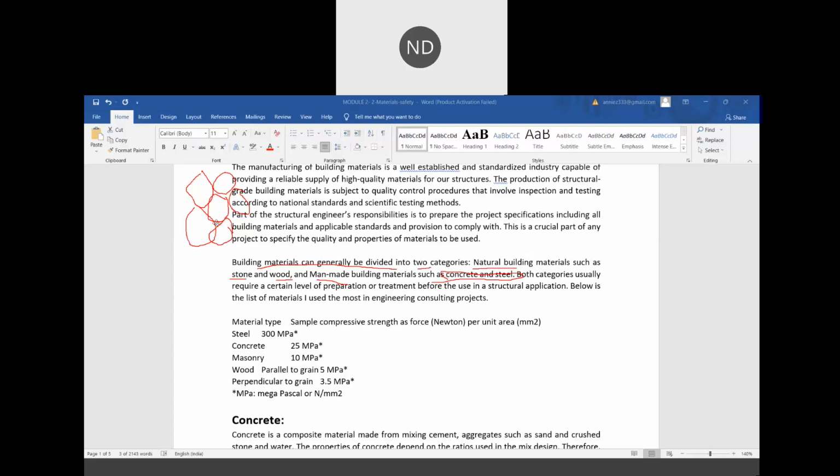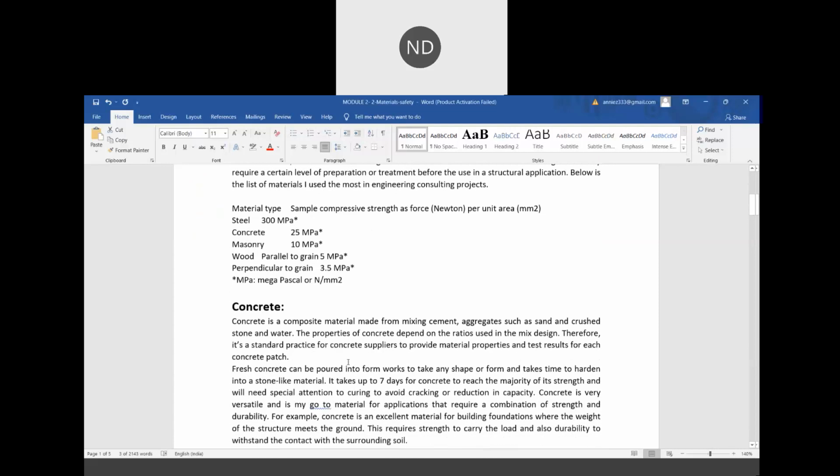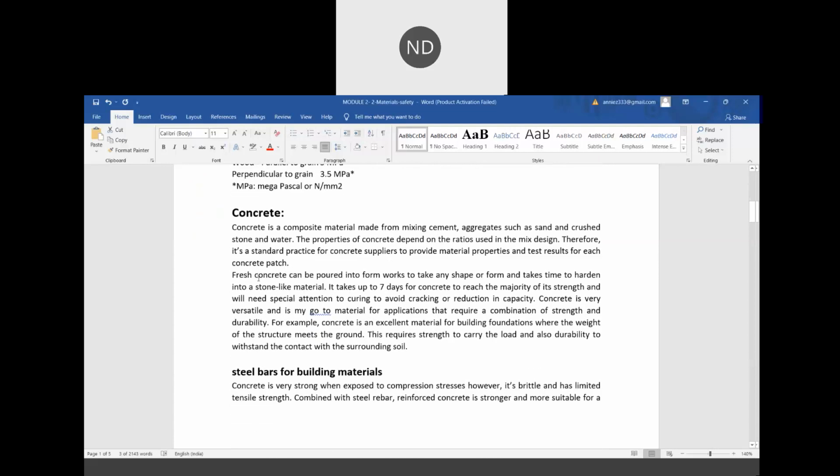Both categories usually require a certain level of preparation or treatment before they are used in structural applications. First, suppose we talk about concrete. You know that concrete is used in all types of structural members. The most important one in your structural analysis is concrete. When you talk about materials in construction, the first one that should come to your mind is concrete.